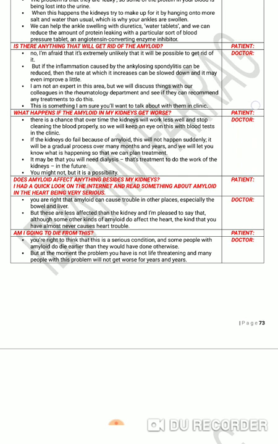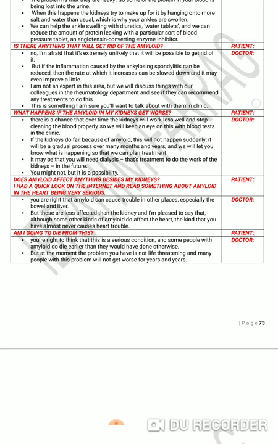If the patient asks whether amyloid affects anything besides my kidneys, or says I had a quick look on the internet and read something about amyloid in the heart being very serious, then you tell him that you are right that amyloid can cause trouble in other places, especially the bowel and liver, but these are less affected than the kidney. I am pleased to say that although some other kinds of amyloid do affect the heart, the kind that you have almost never causes heart trouble.